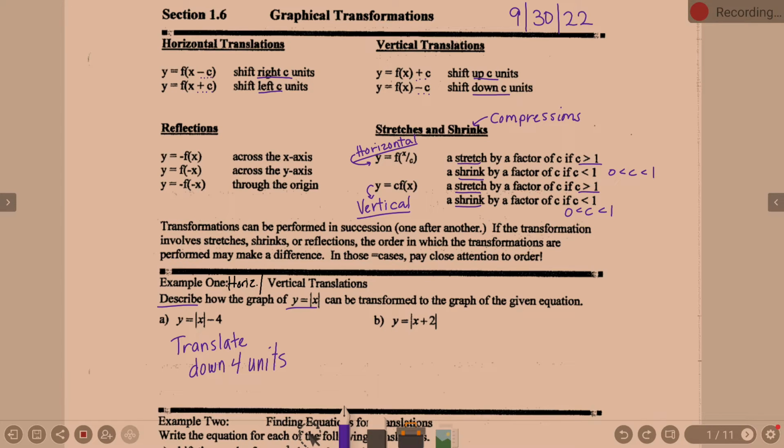Okay. B. y equals absolute value of x plus 2. What are your thoughts here? Translating left 2 units. Okay. The plus 2 is in the absolute value. So that takes us to our left-right because it's in there with the x. We're going to go opposite the sign. So we are going to translate left 2 units.